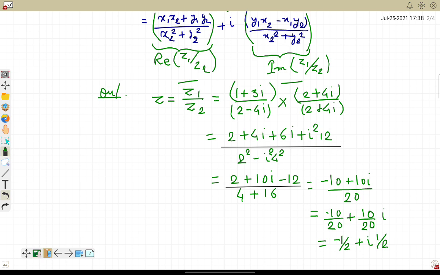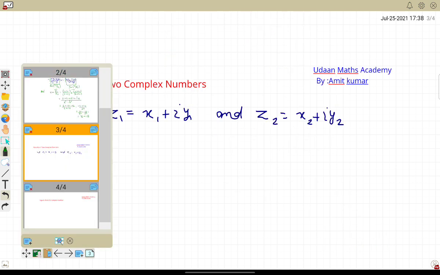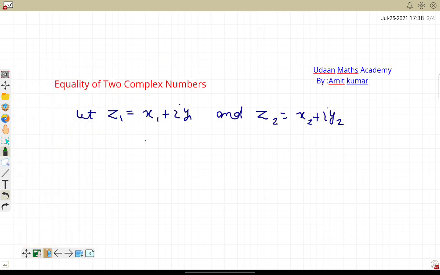So our next topic is equality of two complex number. Means when we can say if two complex numbers z1 and z2 is given, so these two complex number is equal. So when these two complex number is equal, so just consider we have two complex number. First complex number is z1 and second complex number is z2. If these two complex number z1 and z2 is equal, so we write z1 is equal to z2.